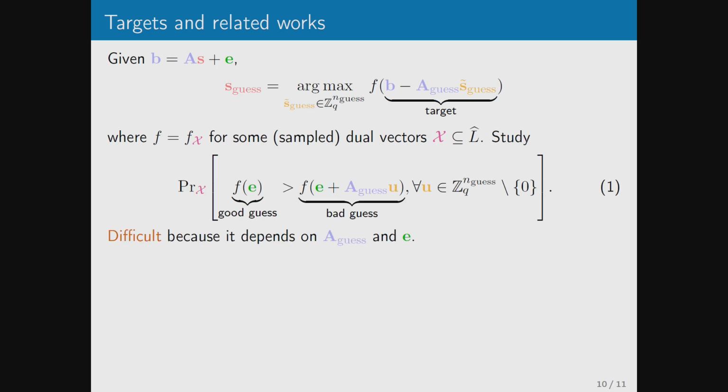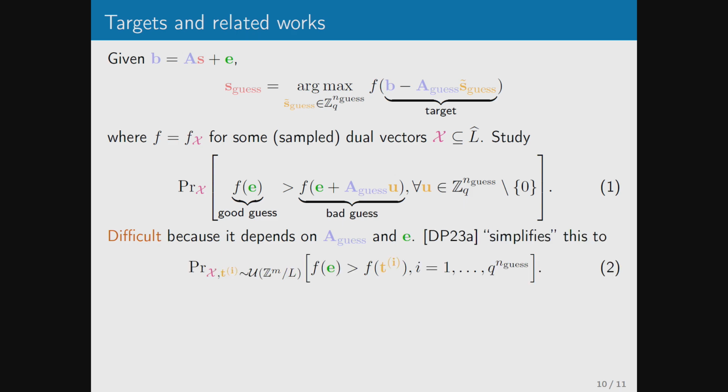Now, if you try to write down precisely what would be the Matzov key assumption, it would look something like this. You have to show that with high probability over the choice of your dual vectors, the estimate of a good guess, so f of e, is larger than the estimate of a bad guess. And what is a bad guess is e plus a guess times any non-zero integer in our case. Well, this is not very easy to analyze because first of all, it depends on a guess. So now you've got something else to analyze. This is not nice. And also e is on both sides of the equation. You've got dependencies. It's a bit of a nightmare, really.